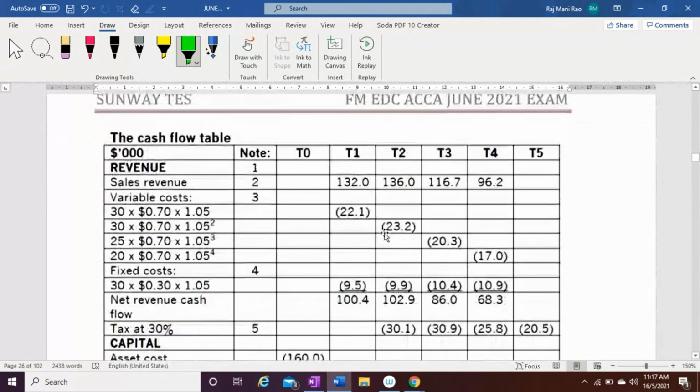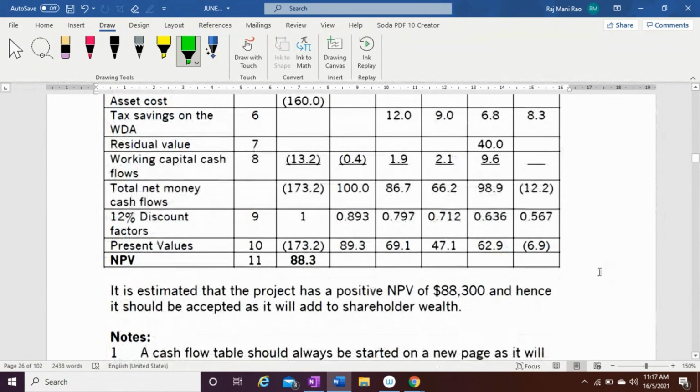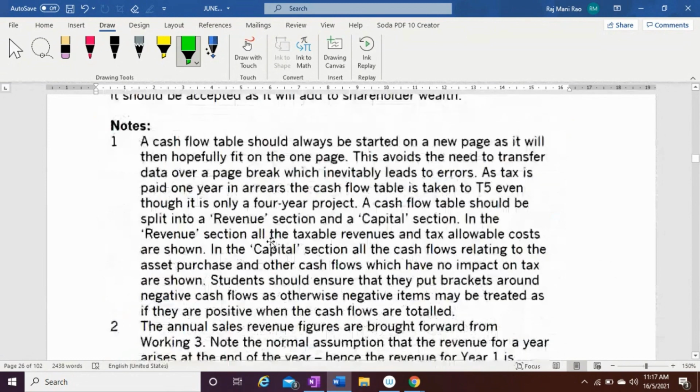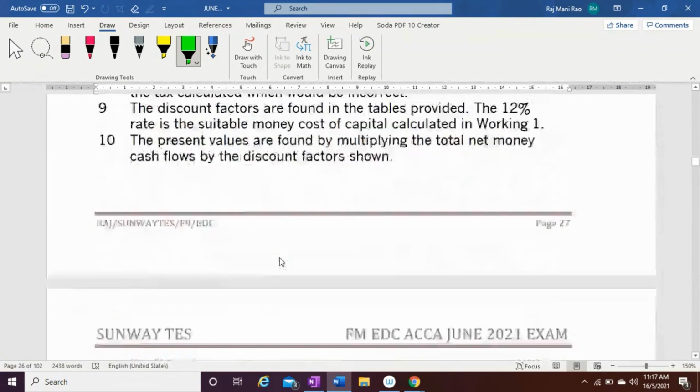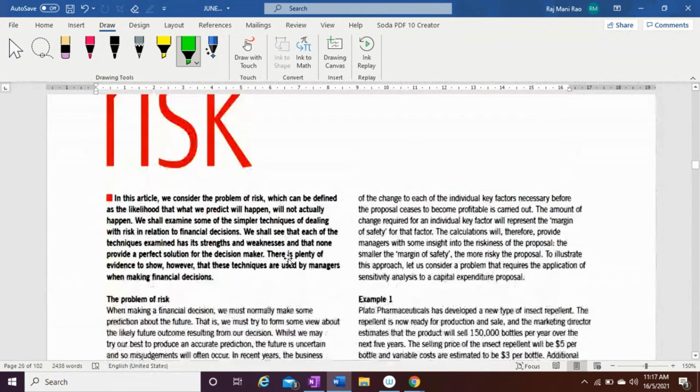So this is a simple format to calculate your NPV. Sales minus all your expenses and fixed costs, you get cash flow before tax, then you have tax, right? Then you have tax relief on capital allowances, residual value, then working capital and investments and all that. So this is the format. You must know the format. If you don't know the format, then you're going to have a big problem.